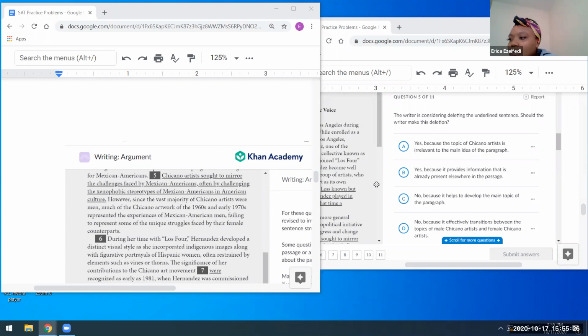Chicano art began as an outgrowth of the more general Chicano civil rights movement, a socio-political initiative that began in the 1960s to promote social progress and change for Mexican Americans. However, since the vast majority of Chicano artists were men, much of the Chicano artwork of the 1960s and early 1970s represented the experiences of Mexican American men, failing to represent some of the unique struggles faced by their female counterparts.